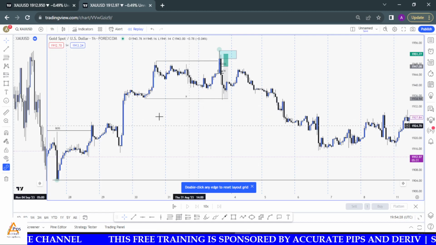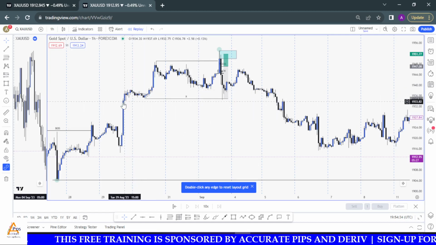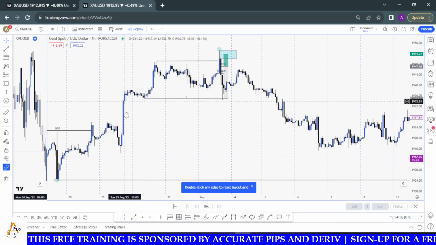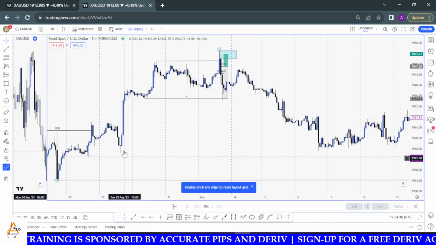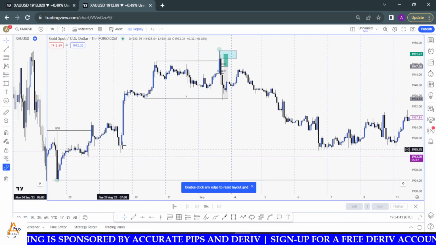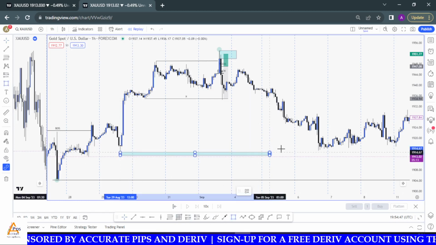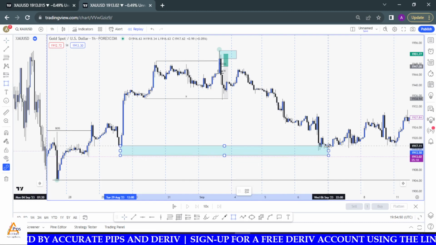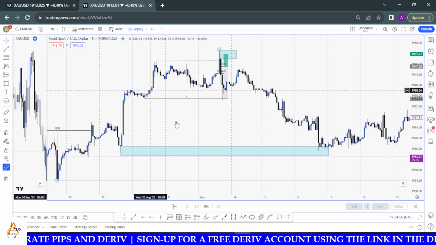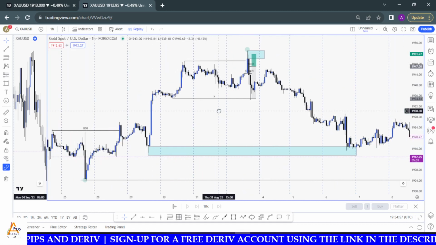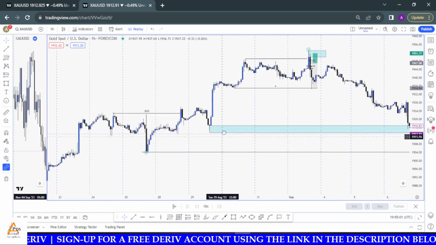IDM. Okay, so here we can see over here everything is mitigated. Then we have this imbalance, large imbalance. So this area here is our nearest OB. Okay, so what we call our decisional OB. So we need to look for some confirmation on the lower time frame before we make entry. Remember that.